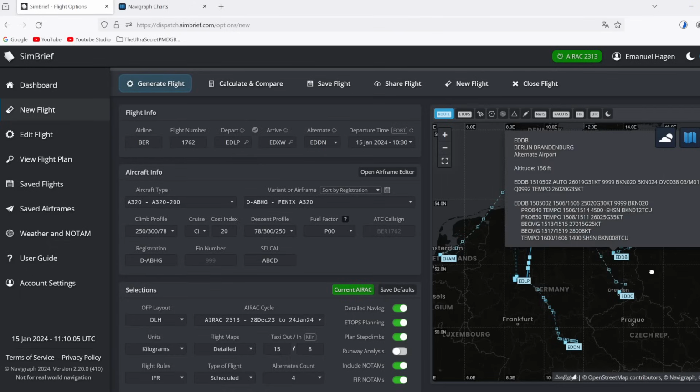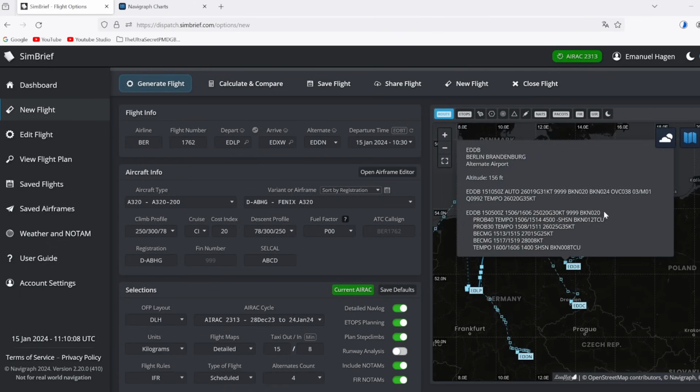And then we've got Berlin planned over here, which is also not that nice. You can see we've got PROB 40 TEMPO, so PROB 40 we need to take into account, of light snow showers and 4,500 meters visibility with gusting winds down the runway as well.